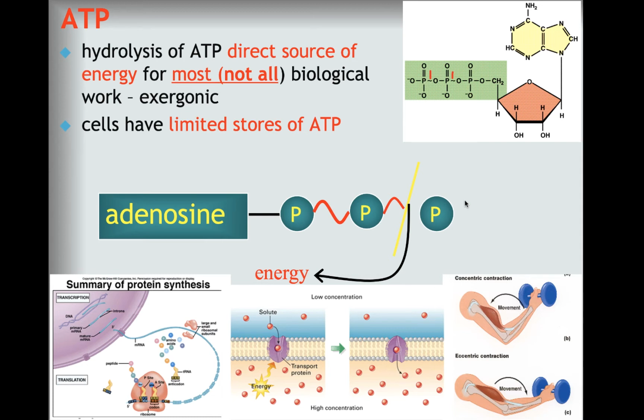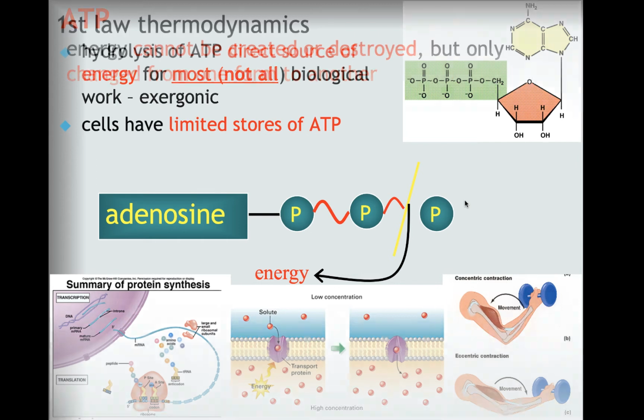Again, it's important that you understand that cells have limited stores of ATP. And so you are constantly replacing ATP. You're taking the ADP and you're putting the phosphate back onto it. And if you think about it, you'll realize that that is actually chemical work. We need to put energy in to make that happen.